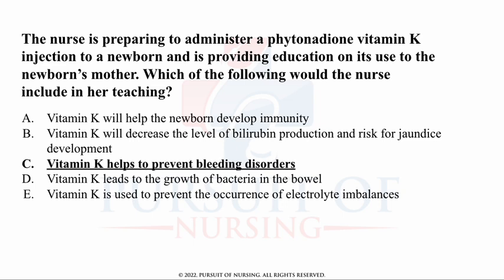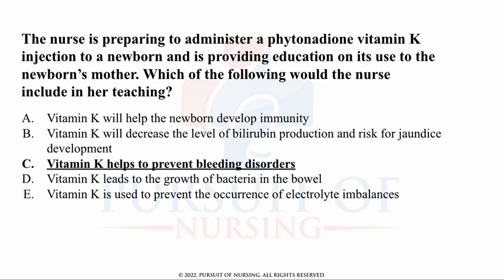All right, so the correct answer is because vitamin K helps to prevent bleeding disorders. So newborns are deficient in vitamin K, so the administration of phytonadione is necessary for the body to synthesize coagulation factors. So it's administered to the newborn to prevent bleeding disorders. It also promotes liver formation of clotting factors 2, 7, 9, and 10.